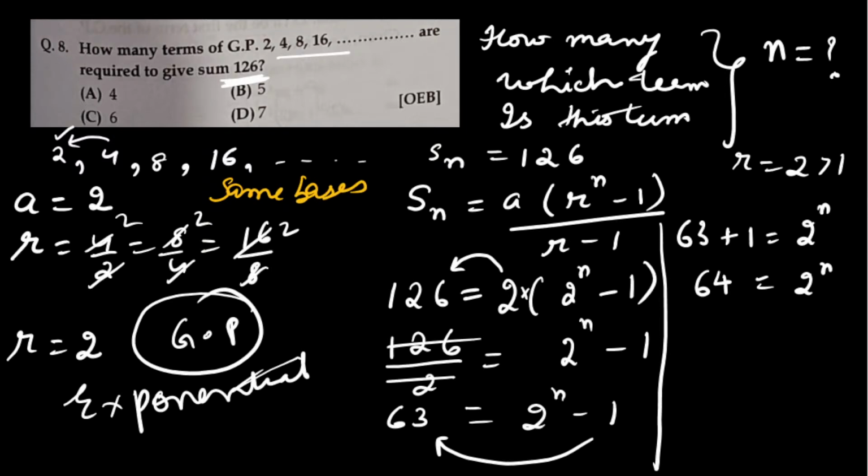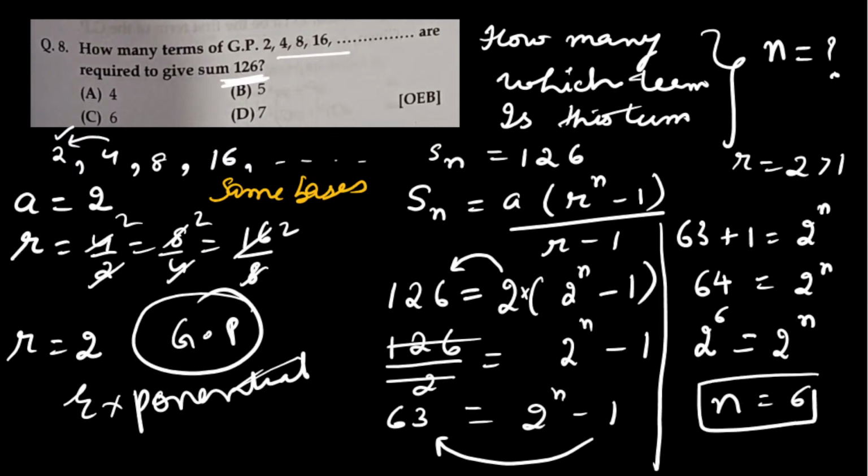Now 64's prime factorization you can do. When you do 64's prime factorization, I hope everyone knows prime factorization, you will get 2 to the power 6. So here is 2 to the power n. Comparing powers, what you will get? Value of n equals to 6. Yes, n is equals to 6. C option. So is it clear?